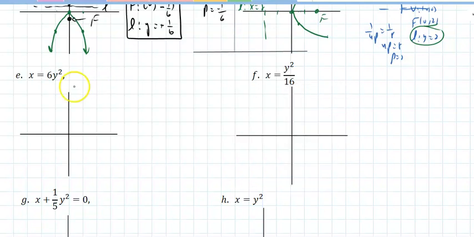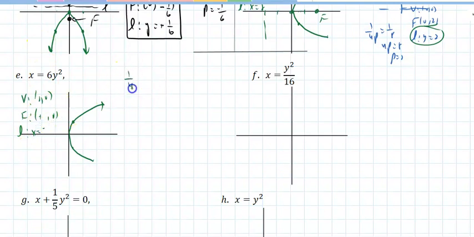So here again, I know that if y equals 1, x equals 6, and -1. I know the graph looks like this. I know the vertex is at 0, 0. And I know the focus is at some positive number, and the line x equals some negative value.